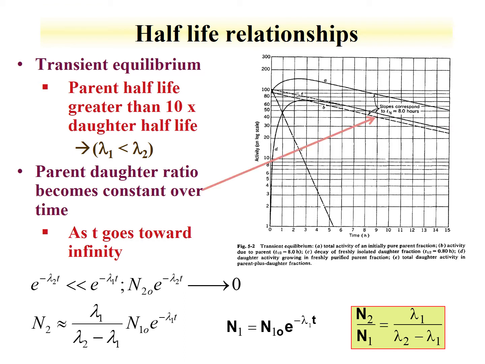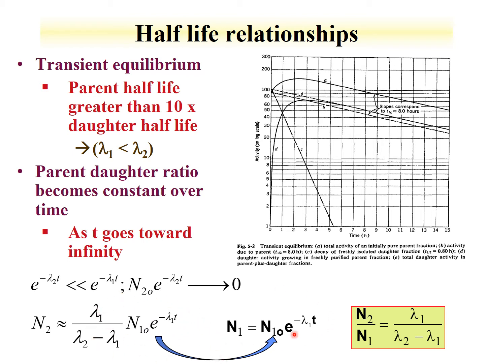And so we see that this ratio is going to be constant. And as t goes to infinity, this term goes towards 0. And we can collapse the equation so that the number of daughter atoms is approximately equal to the decay constant of the parent divided by the difference between the decay constant of the daughter and the decay constant of the parent, times the initial amount of the parent, e to the minus lambda t, so the decay rate of the parent.